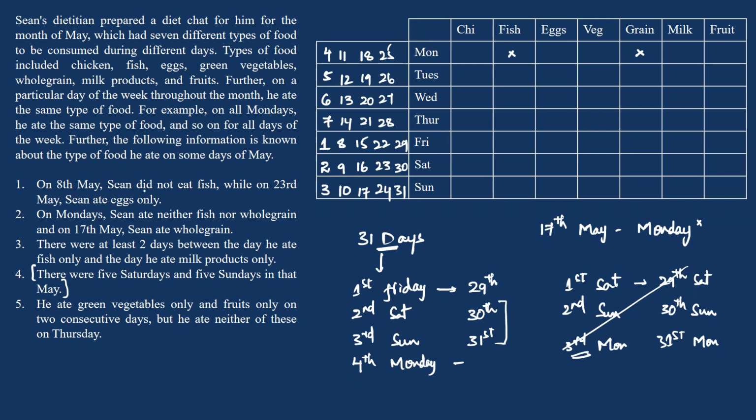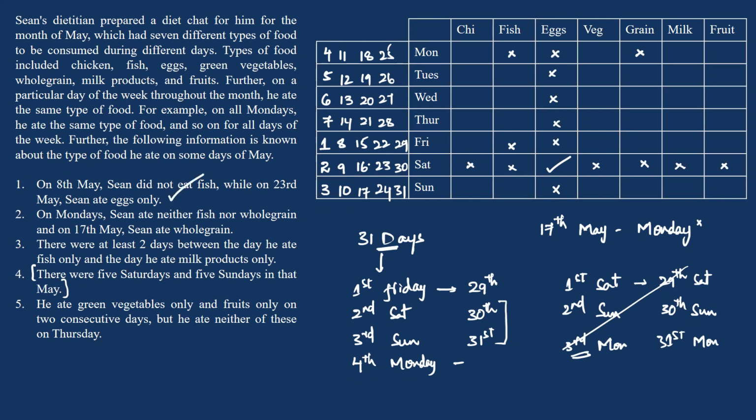Now on 8th May, Sion did not eat fish. 8th May is Friday. So he did not eat fish nor whole grain. Sorry, he did not eat fish, while on 23rd May, 23rd Saturday, he ate eggs only. So on Saturday, he will be eating eggs only. So we have considered this.